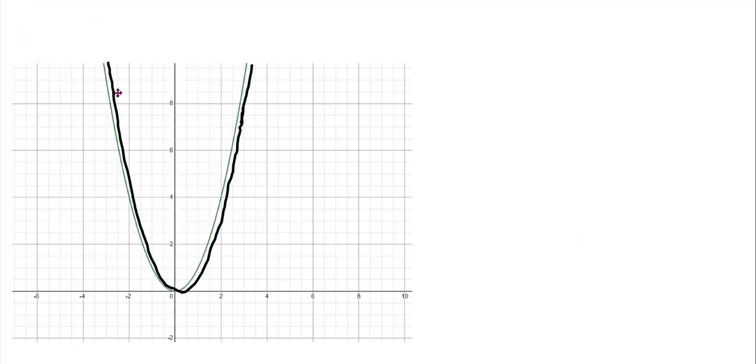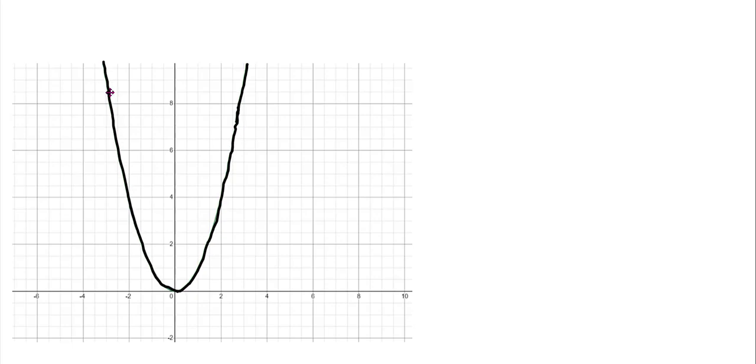Because that's the one I'm leaving the parent function there just to see, well, that's what I started with. And I'm going to do this. I'm going to say y equals negative (x - 3) squared plus 2. Okay, let's think about what's happening here.